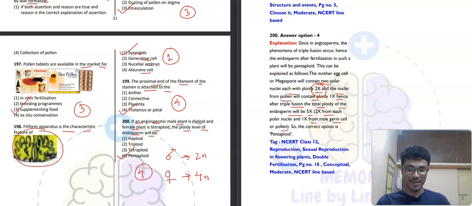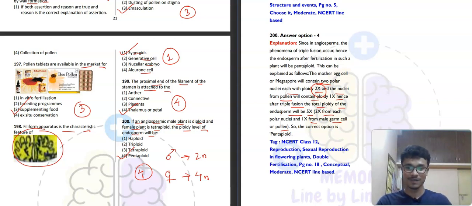Here's also one trick from me. If you don't understand what is written in the explanation, you can just compare this. If the female plant is tetraploid, as discussed in the question, then the central cell of the embryo sac, which is fused with the polar nuclei, will also be tetraploid. Then fusion of the tetraploid central cell to the haploid male gamete forms a pentaploid endosperm. So that's why the fourth option will be our correct answer.